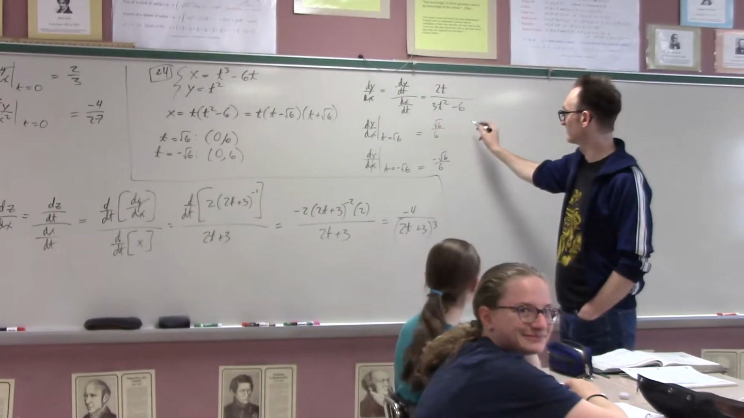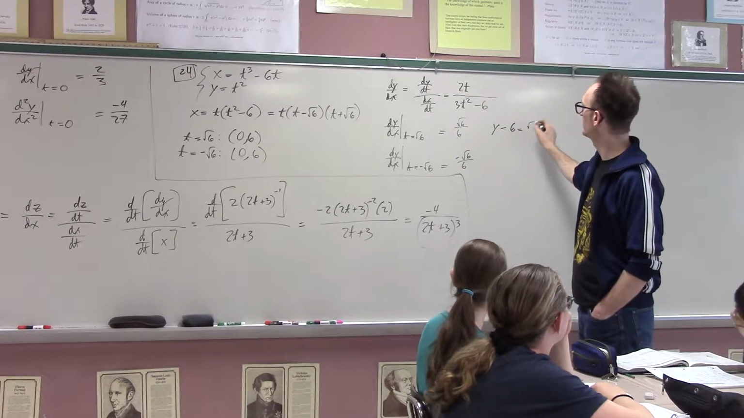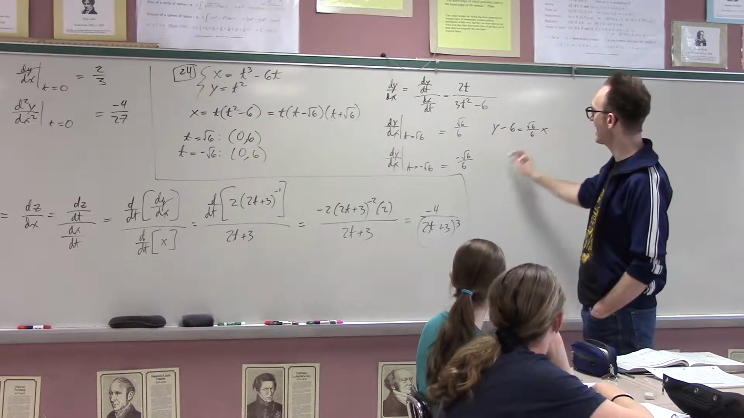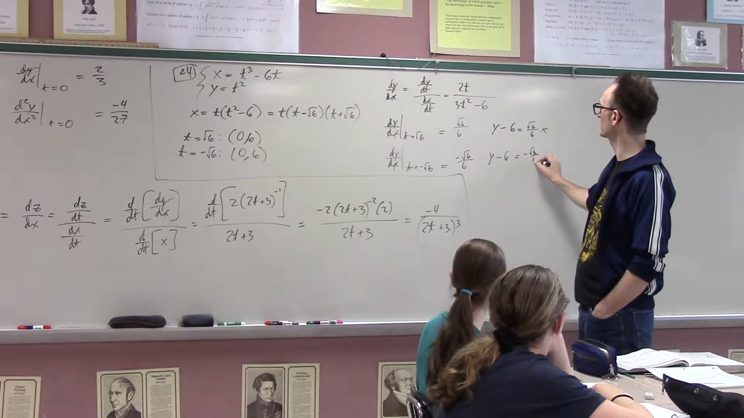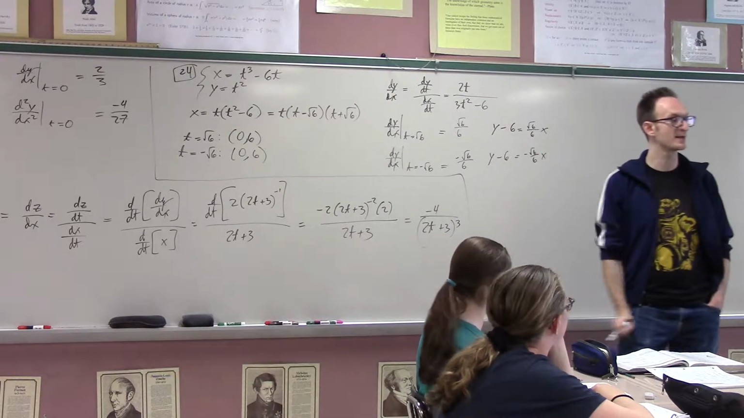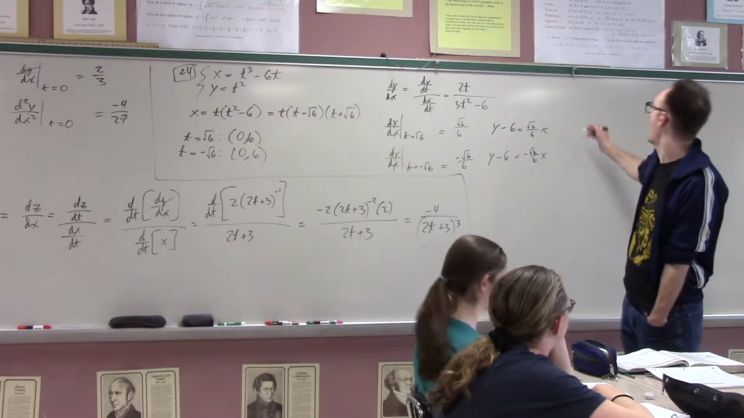This becomes y minus 6 equals root 6 over 6 times x, and this line would be y minus 6 equals negative root 6 over 6 times x. Are those the two equations of the tangent lines that you got? Good. 2 down, 1 to go.